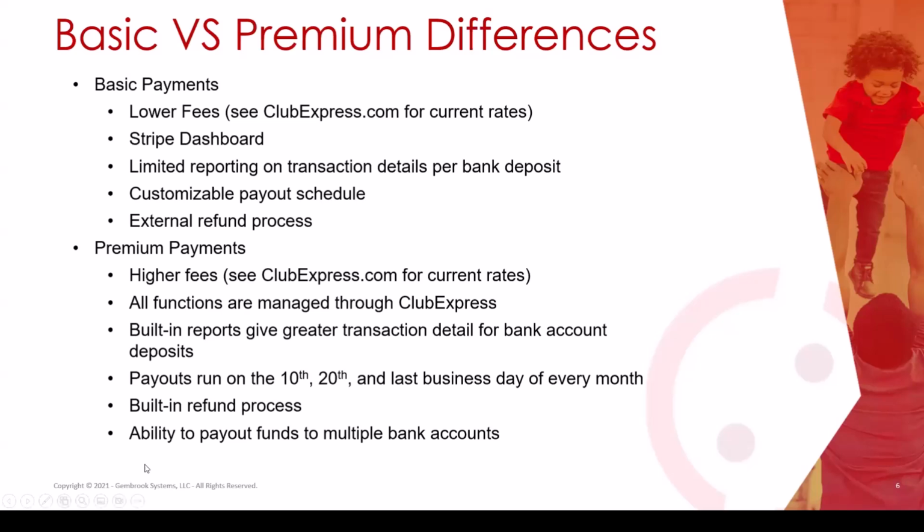And then finally, I talked about just a second ago, we have that ability to pay out funds to multiple bank accounts. So we can set up financial accounts for things like our events. We can set up financial accounts for different chapters or subgroups. And we can say any funds that are processed towards this specific event or this specific chapter are going to automatically get deposited into a particular bank account instead of having to move that money between bank accounts later.